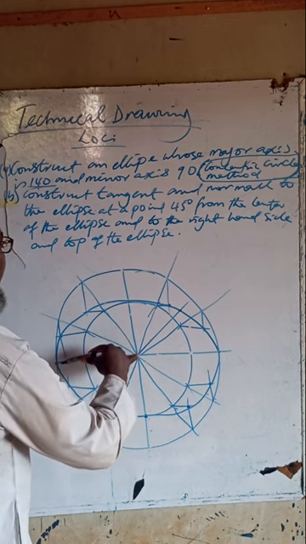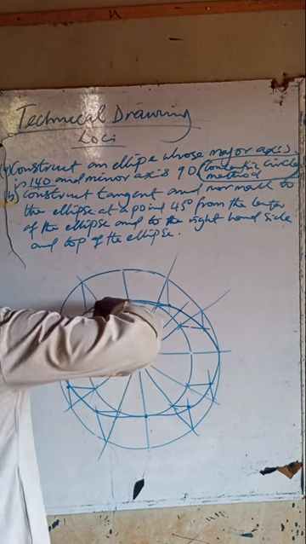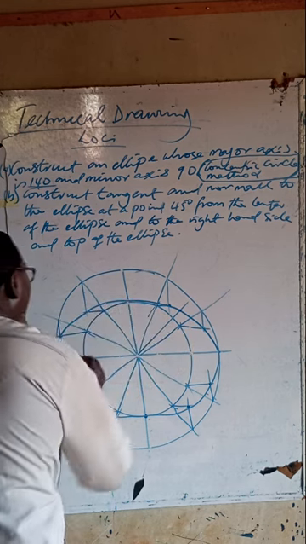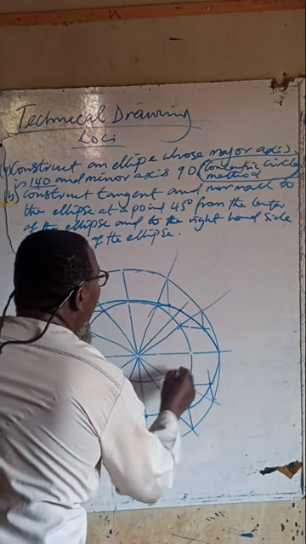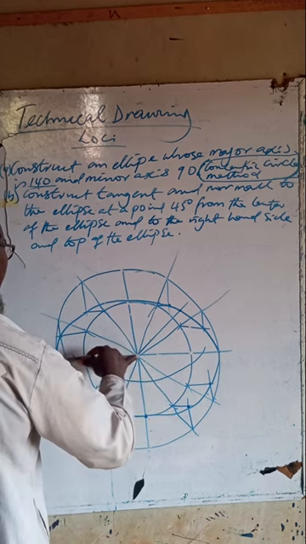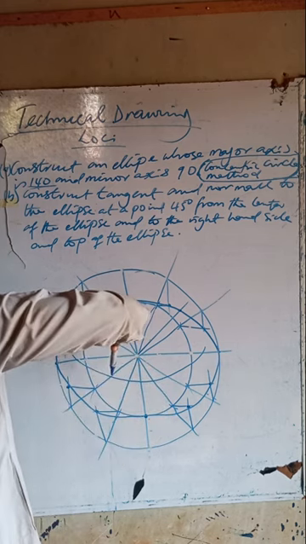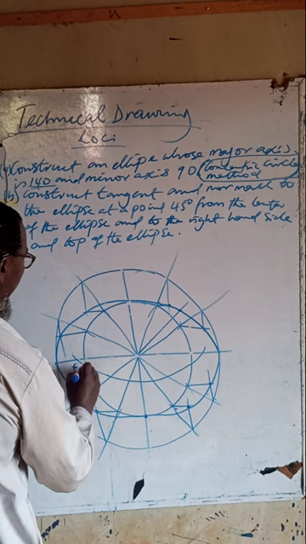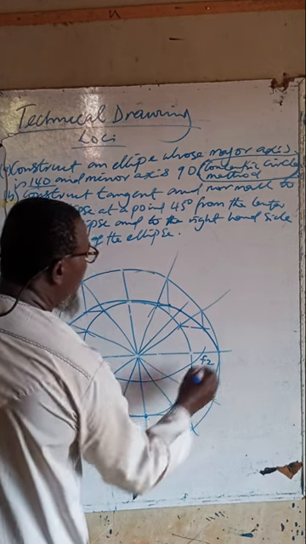So with that distance that you have taken, you come to the top of the minor axis like this and draw an arc. That's 70, half of the major axis. You go to the minor axis and you draw the arc. So this place will be F1 and this one will be F2.